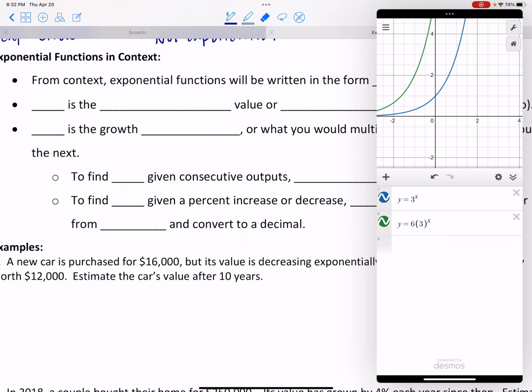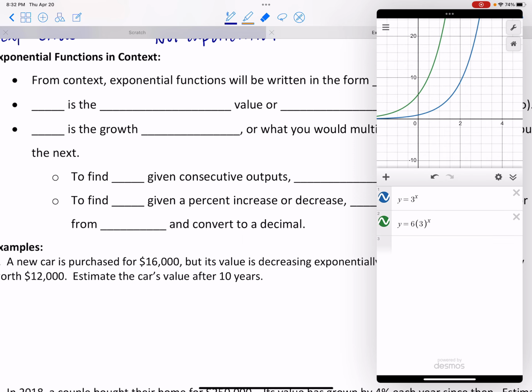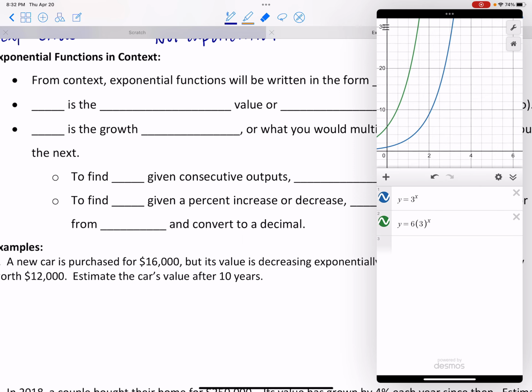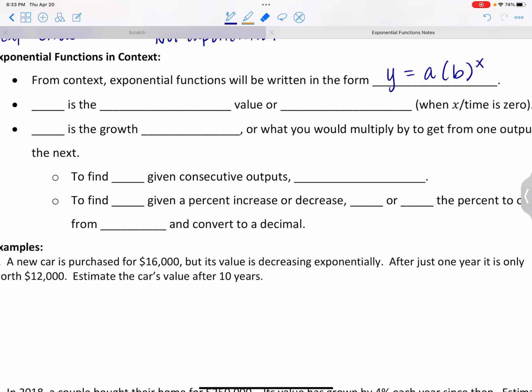Because in a contextual situation, like in a real-world problem, none of the negatives are going to apply. Everything's going to happen in quadrant 1. So if I want to know where my situation is going to start, I want to know where the y-intercept is, it has to be the coefficient of my exponential. So a represents the starting value, the initial value in your situation, which is when your x or your time or whatever it is in your situation is 0, and that again ends up being just the y-intercept.